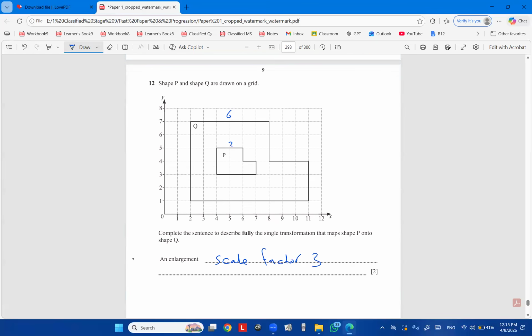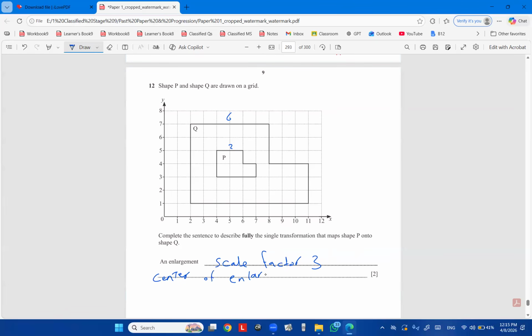All right. Next. Is that it? No, not only scale factor. Scale factor, and we wanted the center of enlargement. What is the center of enlargement? We need to find it. In order to find it, you need to draw straight lines. Here's a straight line between the corresponding points.